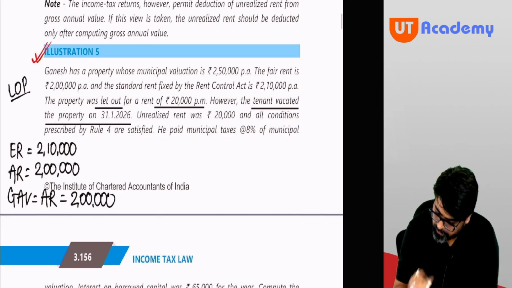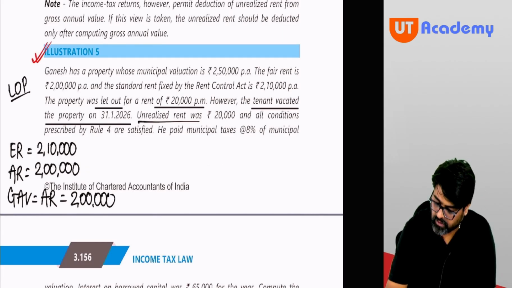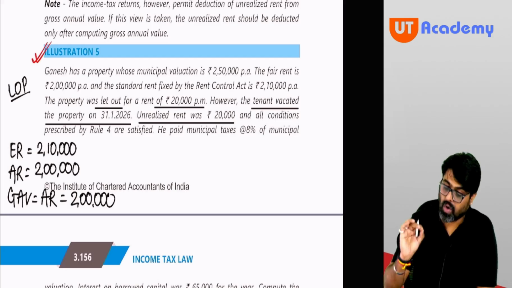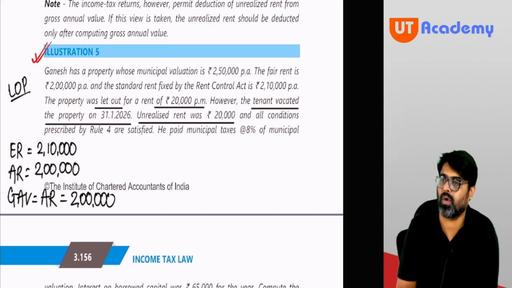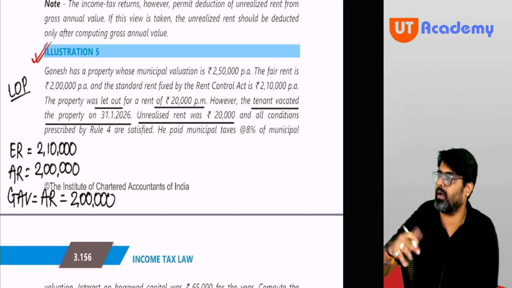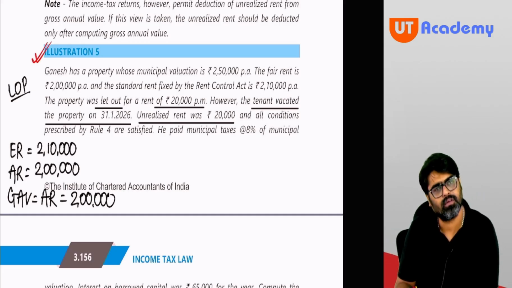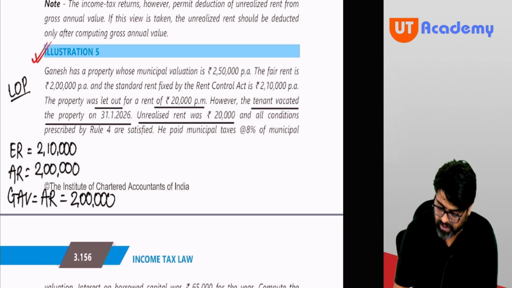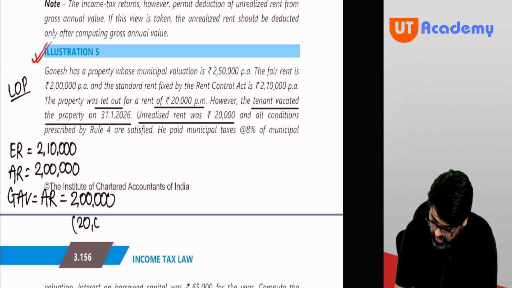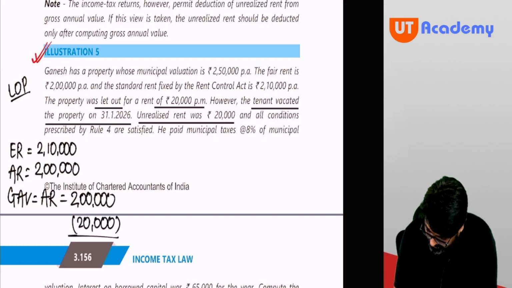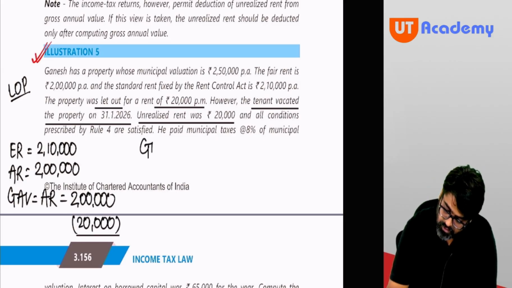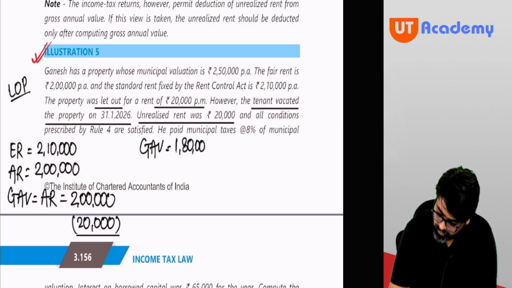Everyone got this? Now, see, unrealized rent was 20,000 and all the conditions prescribed by Rule 4 are satisfied. If you satisfy all the conditions of Rule 4, can you reduce the amount of unrealized rent? Yes. So now I will reduce the amount of unrealized rent from the amount of GAV. So 20,000 if I reduce here, GAV will be 1,80,000.